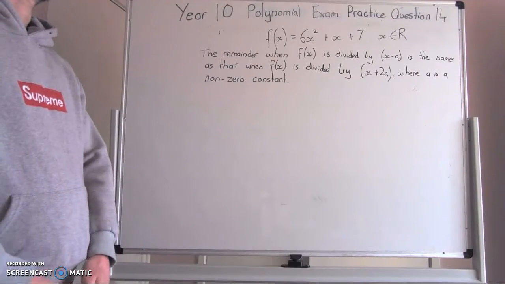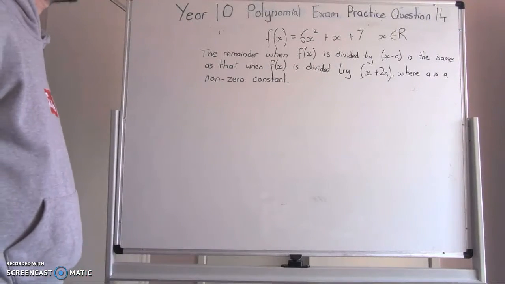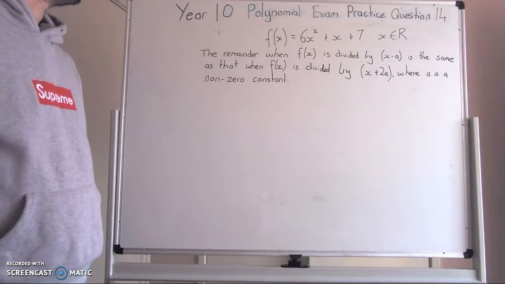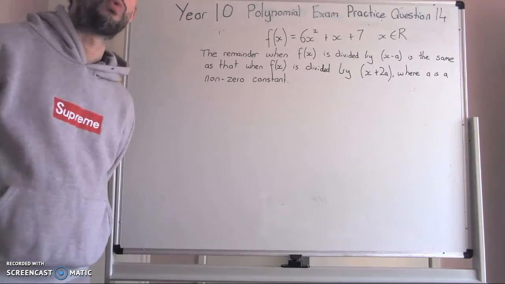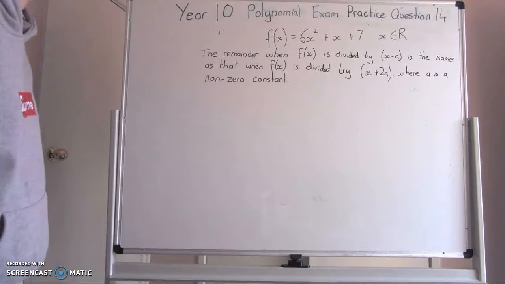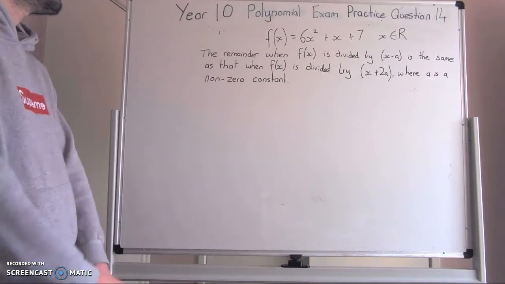Year 10 Polynomial Exam Practice Question 14. The function f(x) is equal to 6x squared plus x plus 7, where x is all real numbers. So x is a real number.